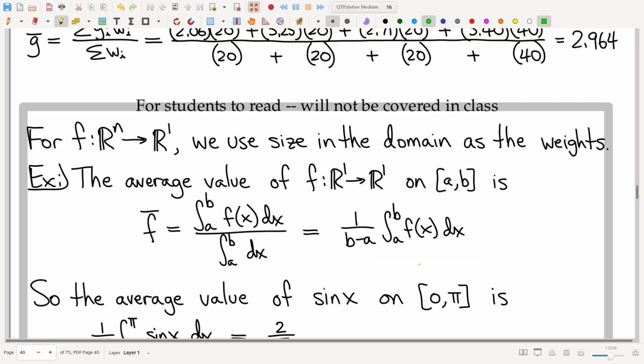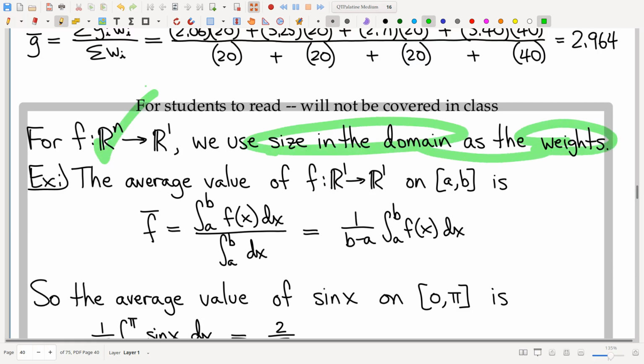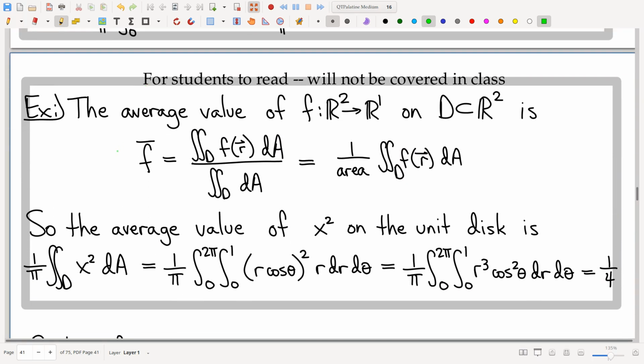All right. Then I'm just going to point out that there's no particular reason that this had to be a one-dimensional domain. We can still talk about size in the domain being the weights, even in the more general case of a multivariable function. So for a two-dimensional domain, here is the same general structure, and area now is what we mean by size in the domain. So this formula still is just using size in the domain as weights and writing down a weighted average.